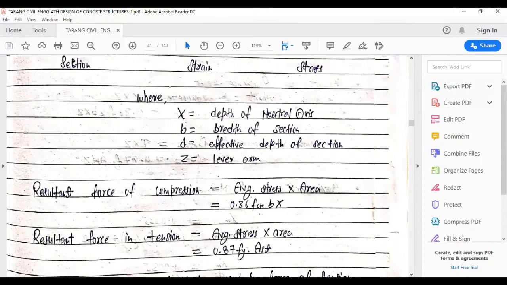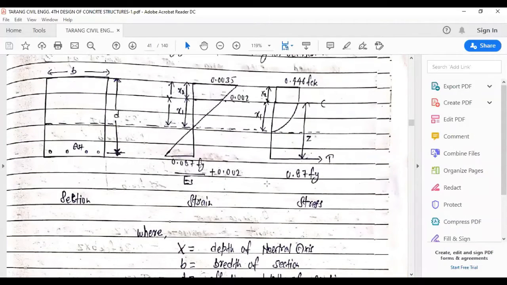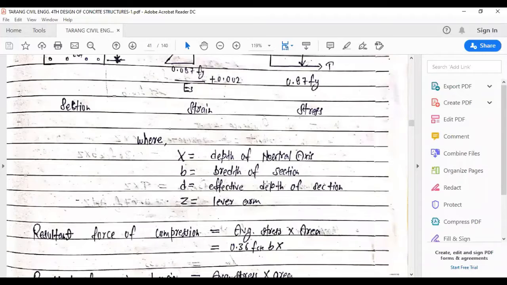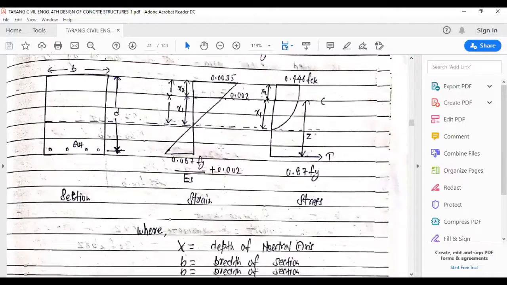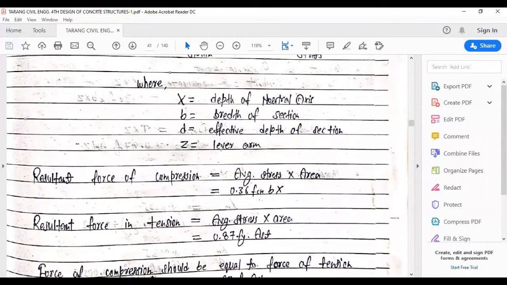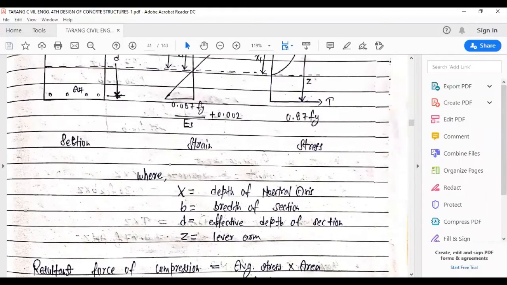So the resultant force of compression would be given by average stress multiplied by area. So average stress is 0.36 FCK, and the area is B multiplied by x. So this is B and this one is x. So for concrete, it is B into x multiplied by 0.36 FCK. And the resultant force in tension is given by average stress multiplied by area, which is 0.87 Fy multiplied by Ast.